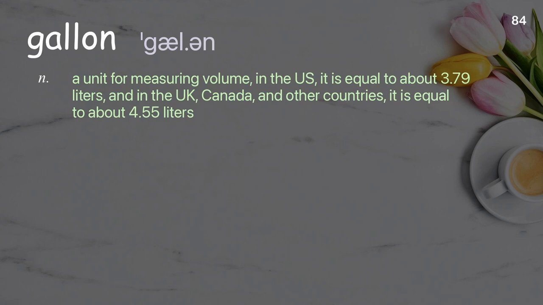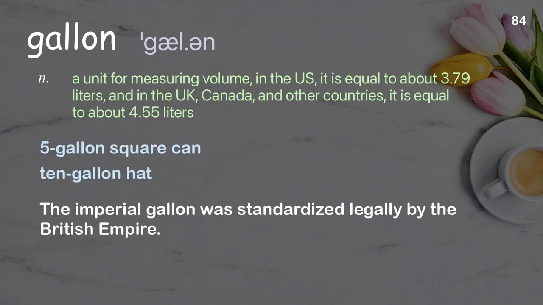Gallon. A unit for measuring volume. In the US, it is equal to about 3.79 liters, and in the UK, Canada, and other countries, it is equal to about 4.55 liters. Examples: 5-gallon square can, 10-gallon hat. The imperial gallon was standardized legally by the British Empire.